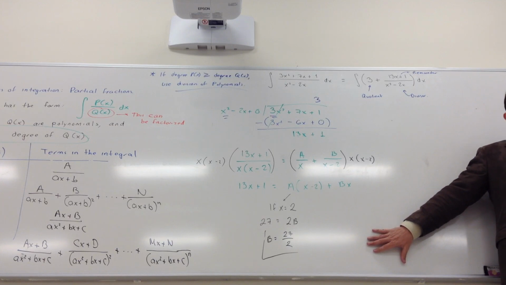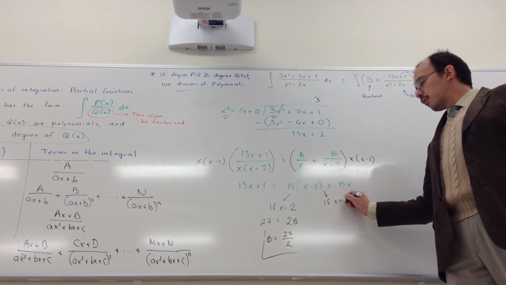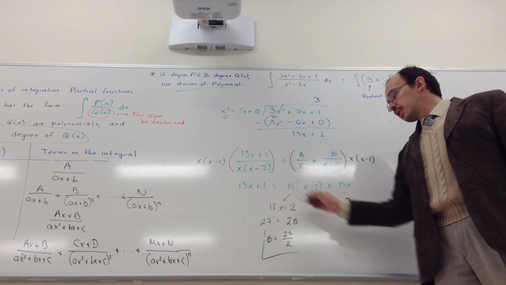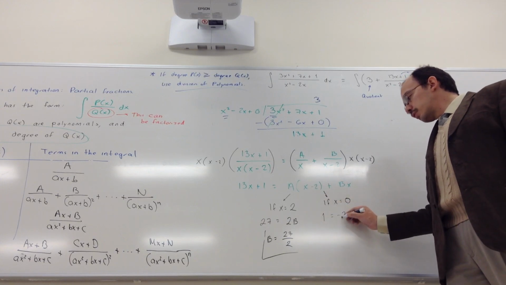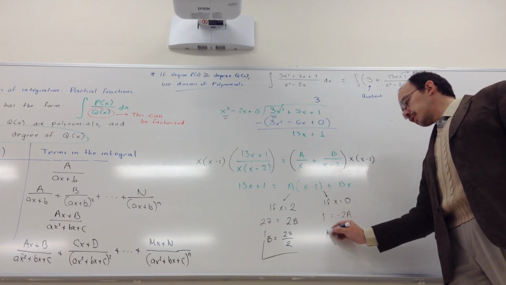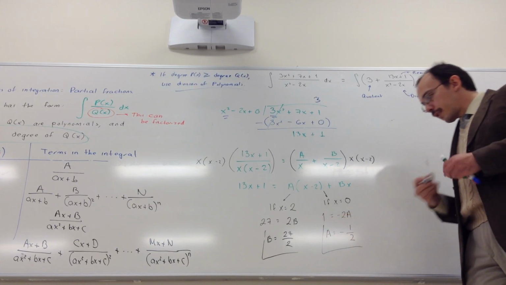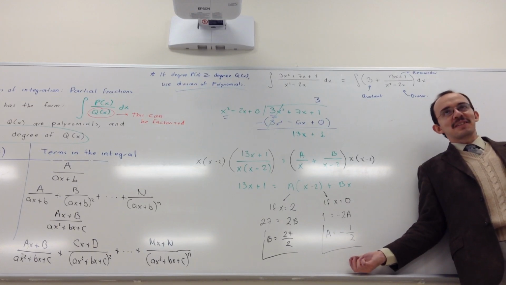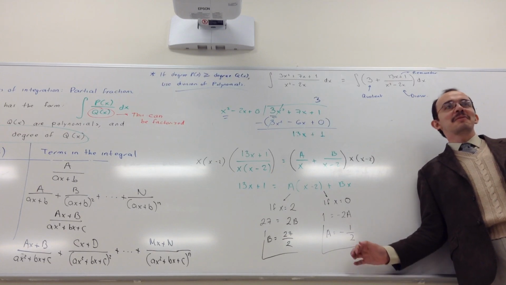Yes? Second factor, if x equals 0, so 13 times 0, 0 plus 1, 1, equals 0 minus 2, minus 2A plus 0, so A is equal to minus 1 half. Be very careful with the fractions, because if you decide to subtract instead of divide, then you can do it wrong.